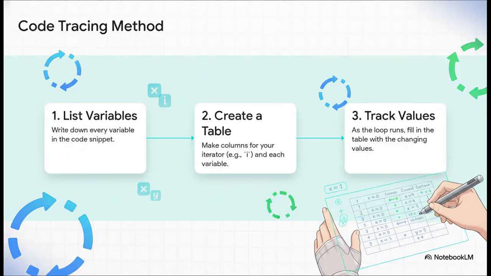Listen up, because this is a big one. For any question that has loops or variables that change, you need to use the code tracing method. Get out your scratch paper, and the first thing you do is list every single variable. Then create a simple little table and literally track how each variable's value changes as you walk through the code, line by line. I know it might feel a little slow, but I promise you it is a surefire way to avoid those silly, costly mistakes.